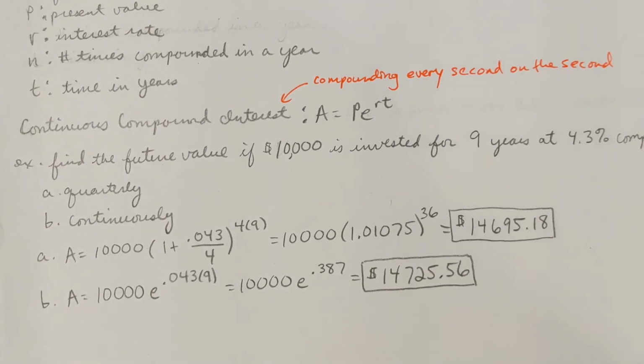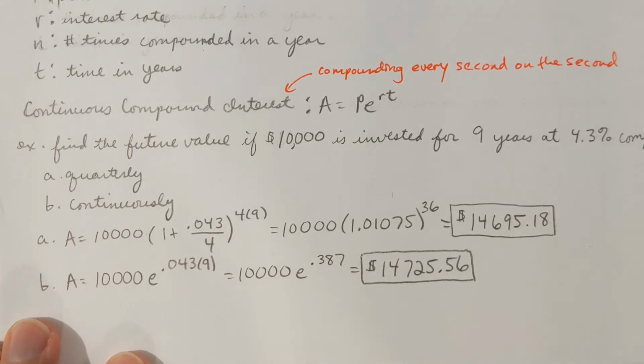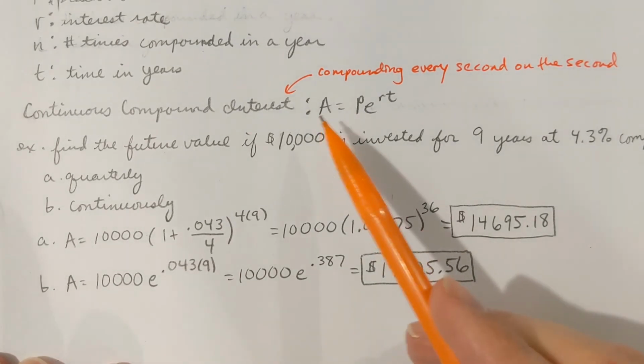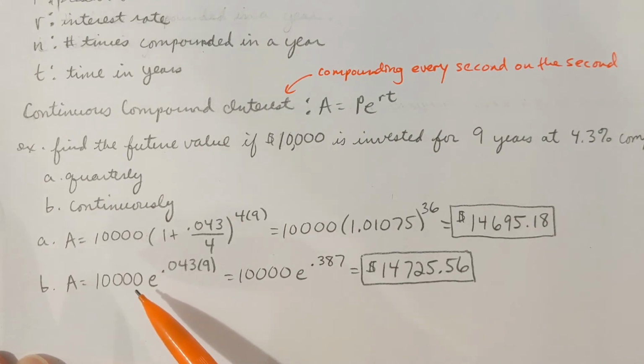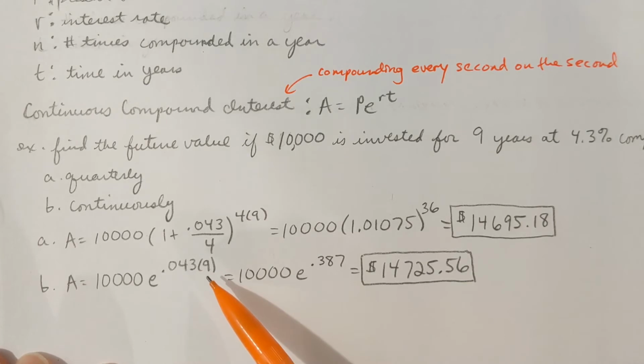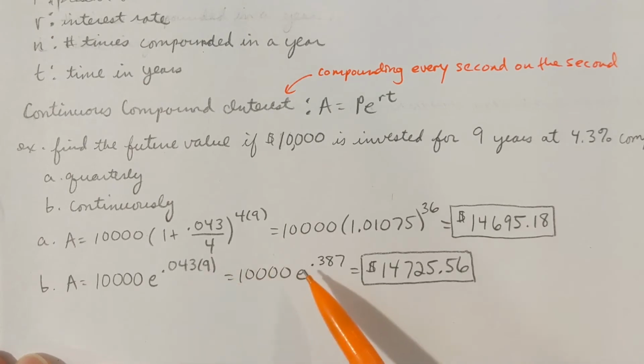Part B is if we're compounding continuously. Since we're compounding continuously, I would be using the PERT equation. P is $10,000, and I'm going to multiply that by e to the RT power. R is 0.043, T is 9. 0.043 times 9 is 0.387.